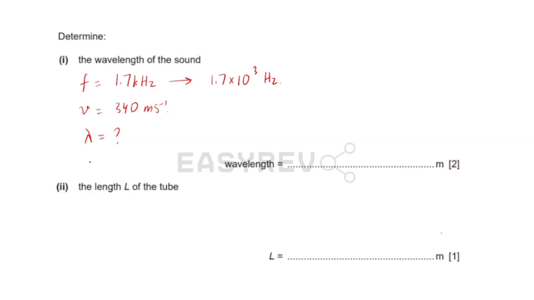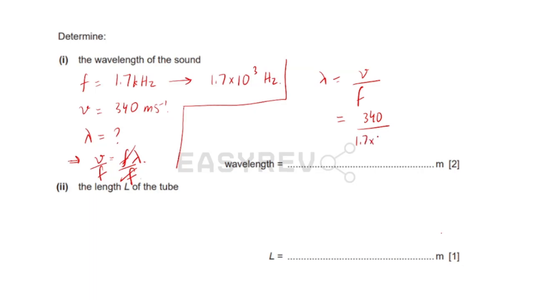There's only one formula that links wavelength, frequency and the wave speed, which is wave speed equals frequency times wavelength, except this time we'll be making wavelength the subject of the formula. For that, all I'll have to do is divide both sides by frequency, and that gives me wave speed over frequency. So we get 340 over 1.7 into 10 raised to the power 3, and that should give you 0.2 meters approximately. And so that's our wavelength. Alright, great. Now to the next part. We have to figure out the length L of the tube.